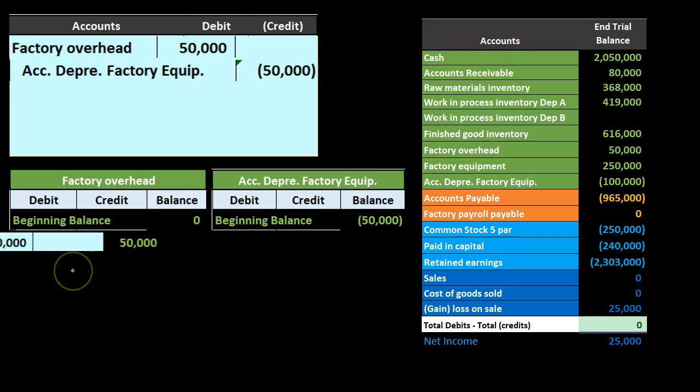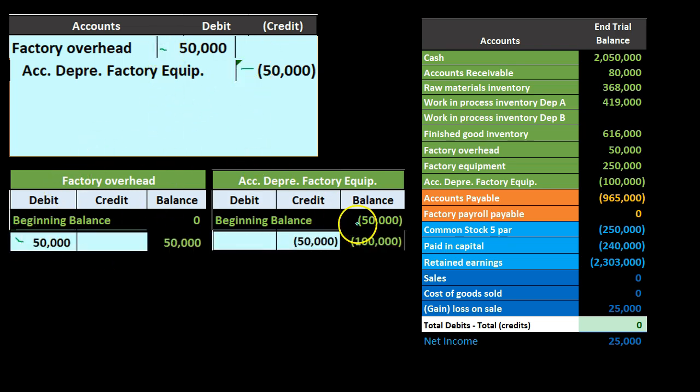So this will then increase the overhead. So overhead will go up from 0 up in a debit to 50 with this debit up top. Accumulated depreciation, a credit balance contra asset account, was at 50, goes up by 50 to 100. There's the 100. Here's the equipment. It's going down in a book value method because the contra account is going up. And so the difference between those two would then be the book value. And then we've got the factory overhead now at our 50.